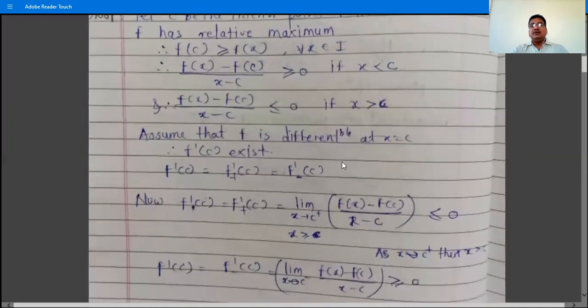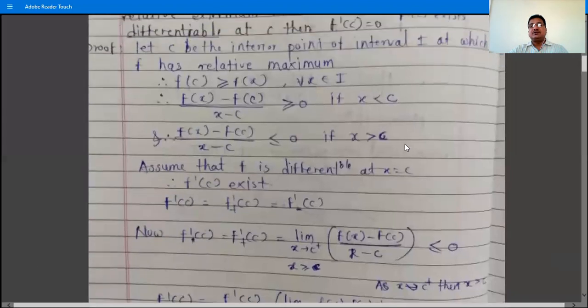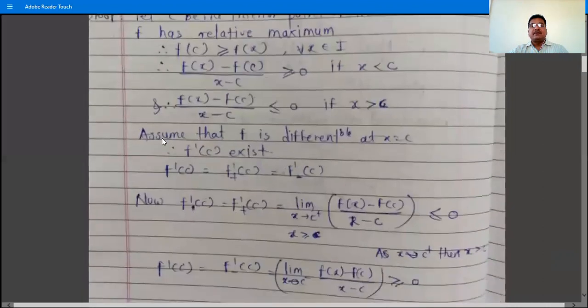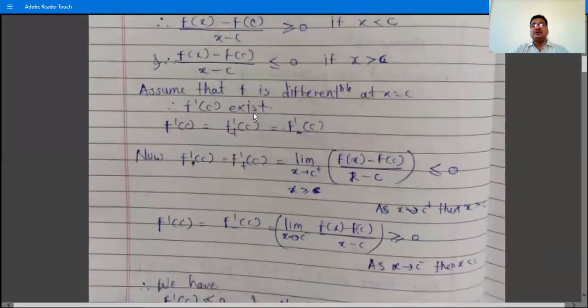So assume that f is differentiable at x equal to C. Also we are given that the function f is differentiable at x equal to C. Therefore f dash C exists. And as f dash C exists, f dash C is equal to f dash C plus is equal to f dash C minus. That is, the right hand derivative, the left hand derivative, and the derivative, all these three are the same because the function is differentiable at x equal to C.